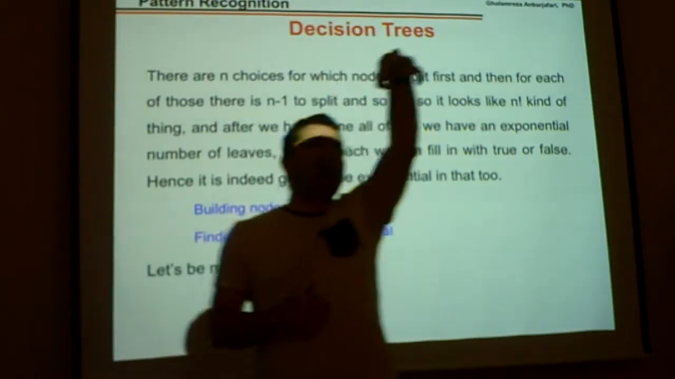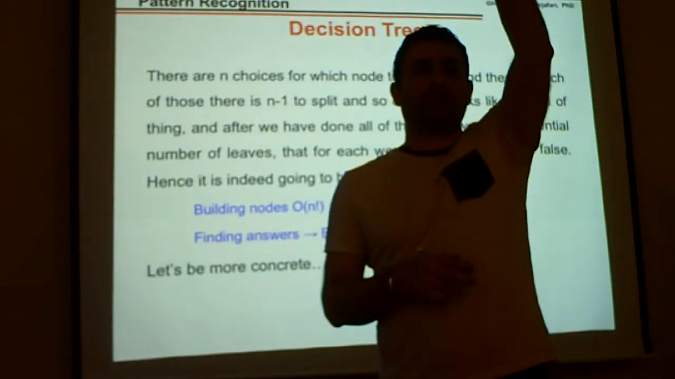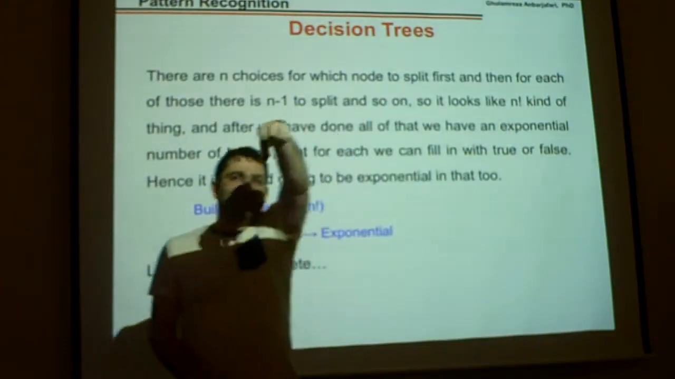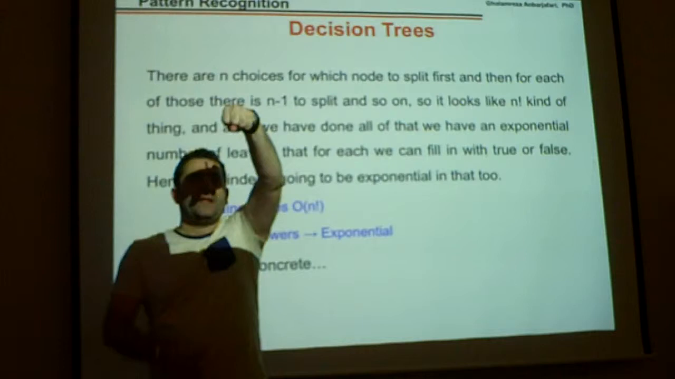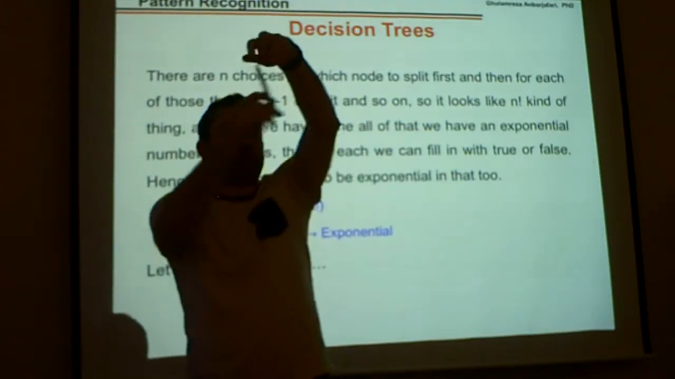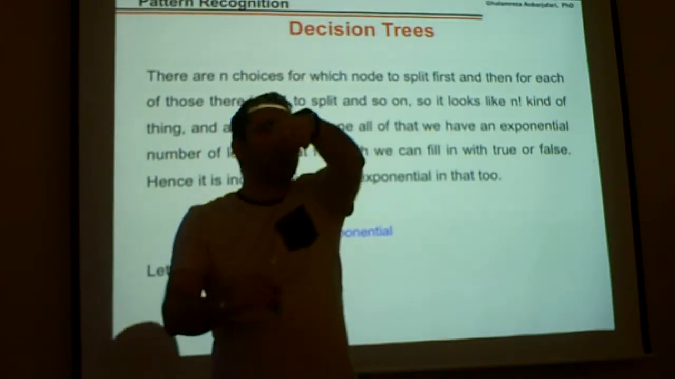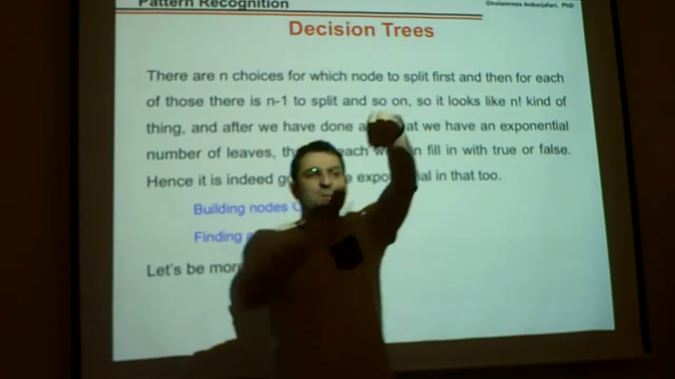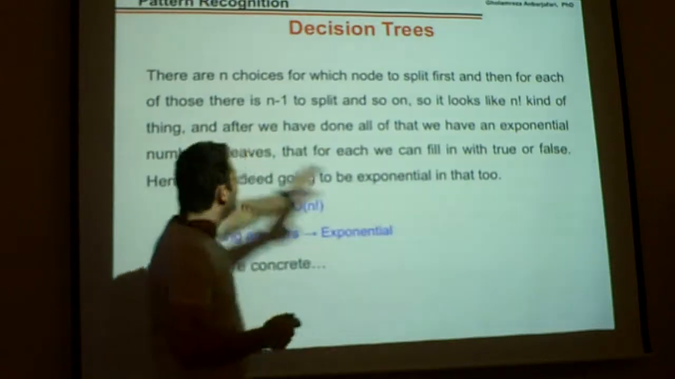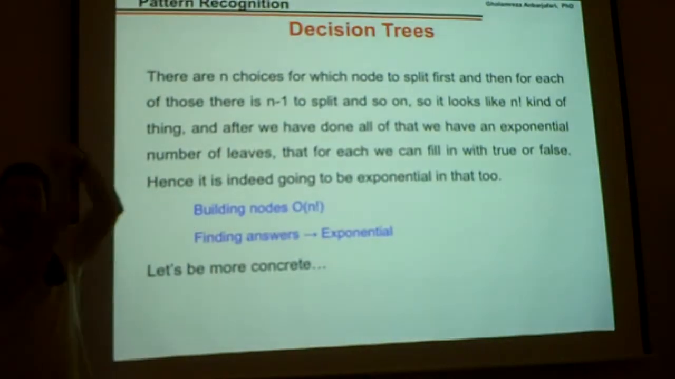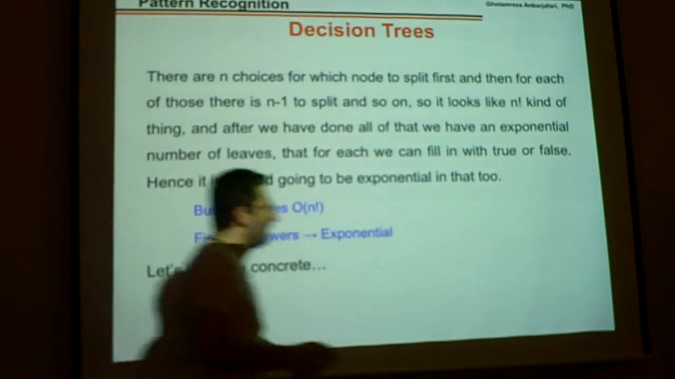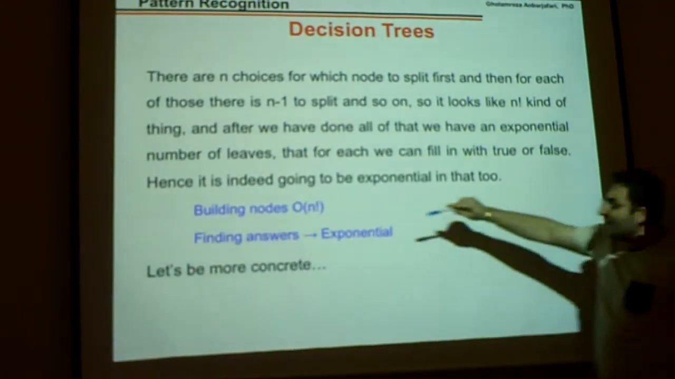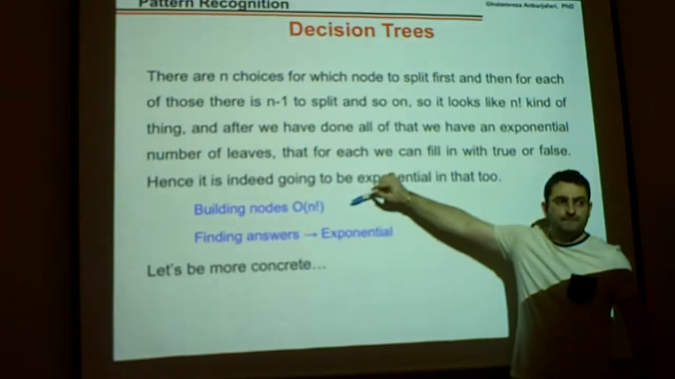At the beginning, how many attributes do we have? N. And I pick A1, and I already decide if it is true or false. And when I go down, how many attributes do I have? N minus 1. And as we are going down, it seems that we have n factorial combinations of these nodes in here. And this n factorial is actually for building nodes.